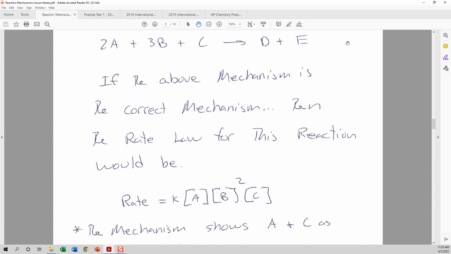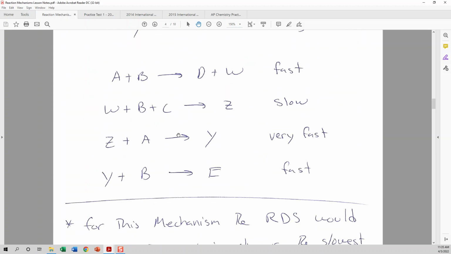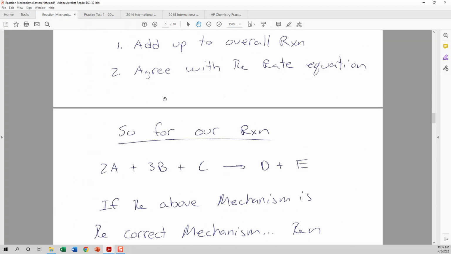So if I was given this reaction and asked to find the rate law, and then I was given this reaction mechanism, I can look at the rate determining step. I count C one time, I count A one time, so I know they're both first order, and I can count B twice, so I know it's second order.